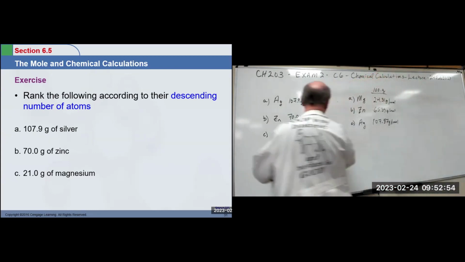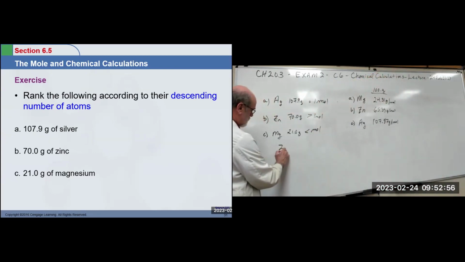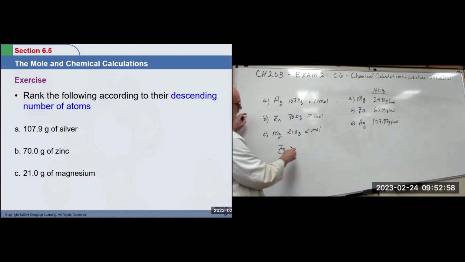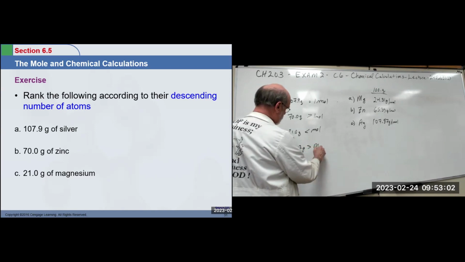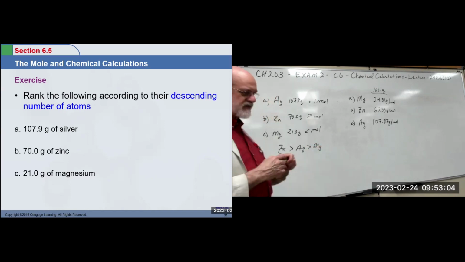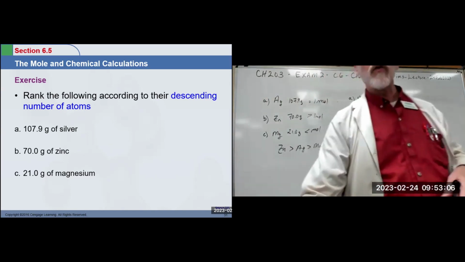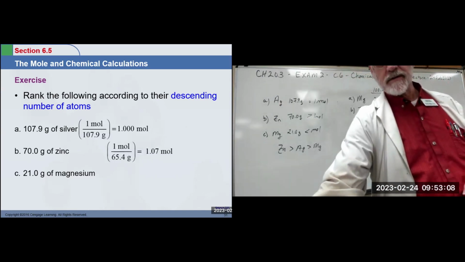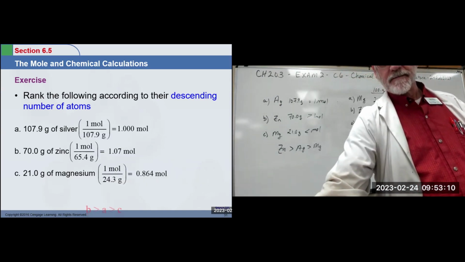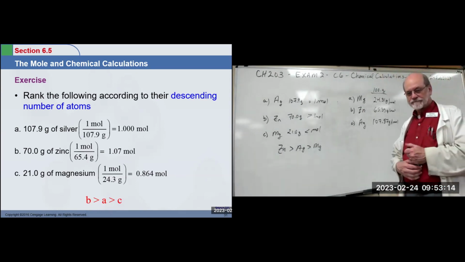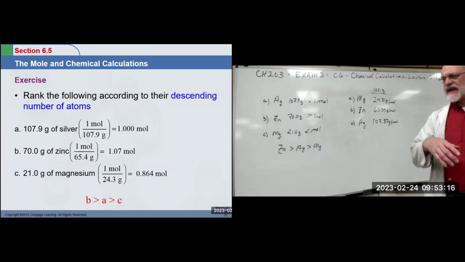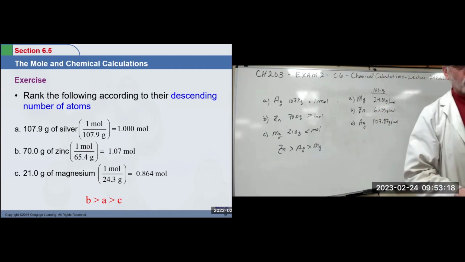So now we can put them in order of descending number of atoms, greatest to least. The greatest number of atoms will be more than a mole, then the next one would be 1 mole, and the last one would be less than a mole. So there should be zinc, silver, magnesium as our order. And BAC is that order.